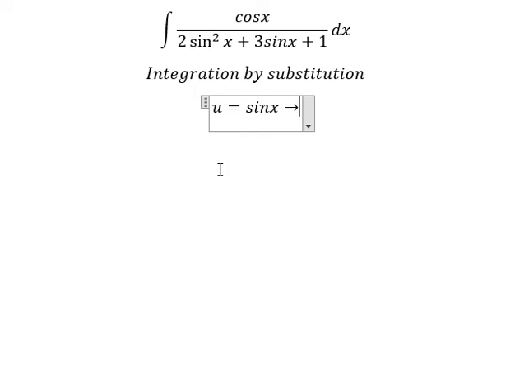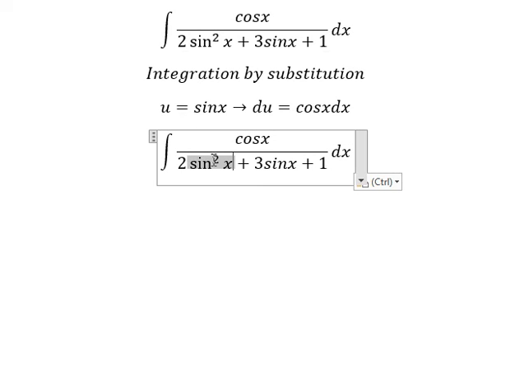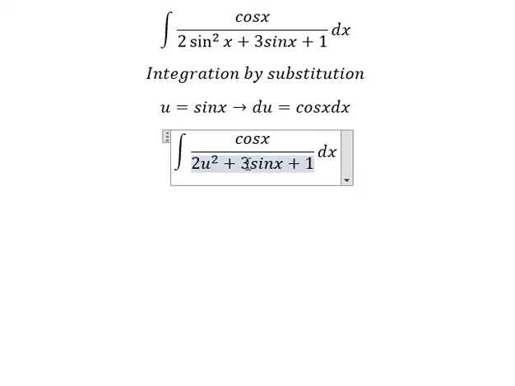Later, we need to first take the derivative of both sides, and we have cosine x dx. Next, this one we change for u. Cosine x dx we change for du.